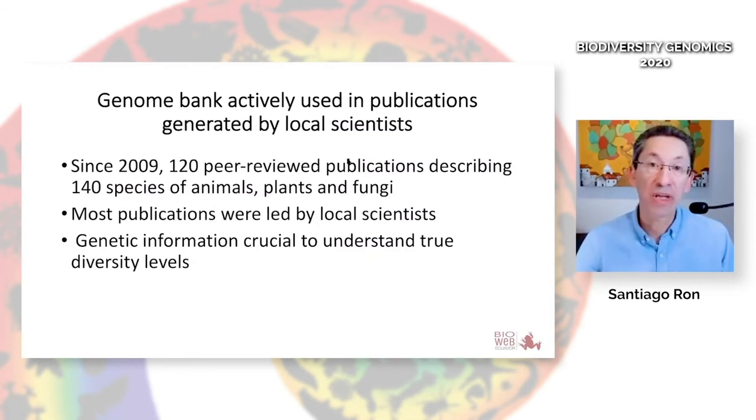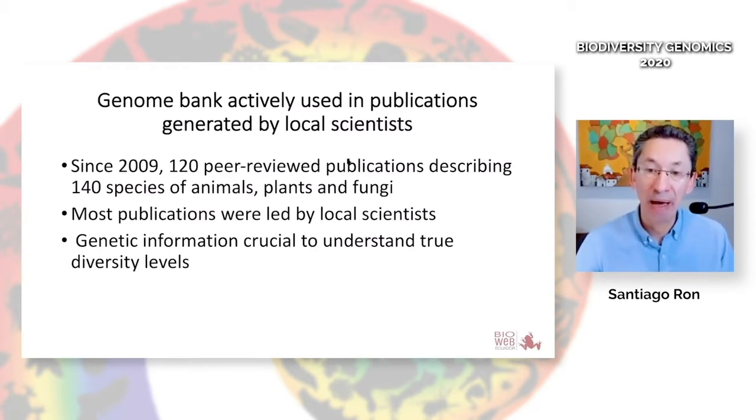What is most important is that this genome bank has been used to generate publications in peer-reviewed journals by local scientists. In Ecuador, historically, most of the taxonomic research and also the research in ecology and evolution has been carried out by foreign scientists. But during the last couple of decades, especially thanks to the development of genome banks like this and also of molecular laboratories, more and more local scientists are starting to carry out scientific research in taxonomy, evolution, and ecology.